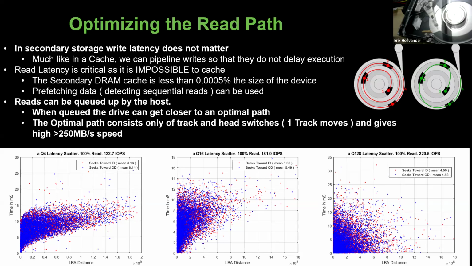Hard drives are so large that you can't cache anything on reads. So again, if I choose a random location, the chance that it is within the cache, if I dedicated my entire DRAM cache to it, is 0.0005%. So it's completely useless to try and cache random reads. What you do is what's called prefetch, which I'm not going to get into. So what we do instead is we're going to optimize the read path.